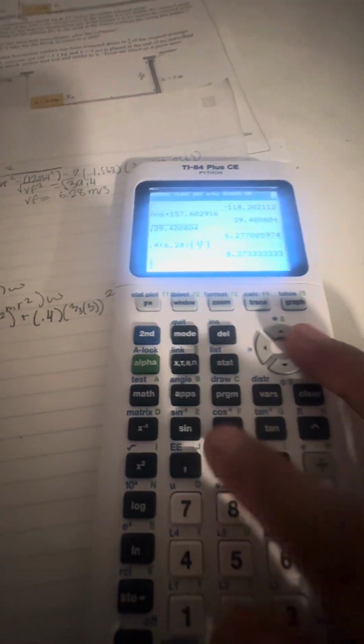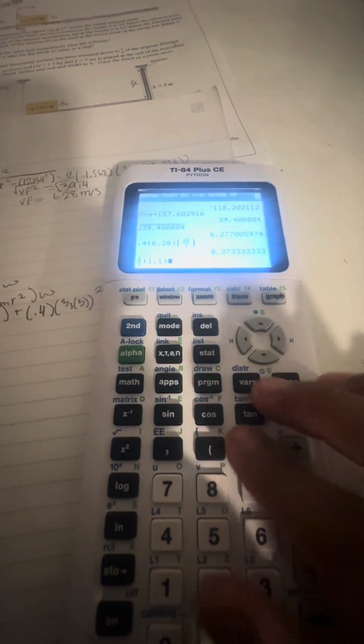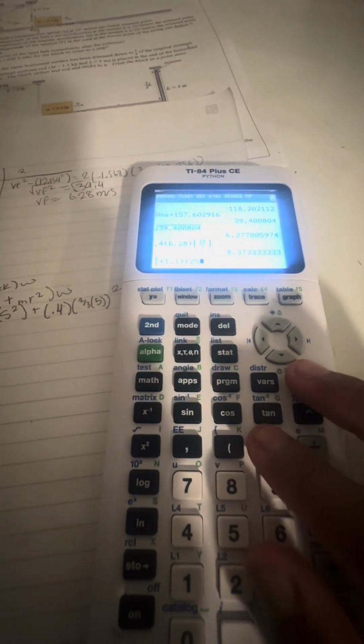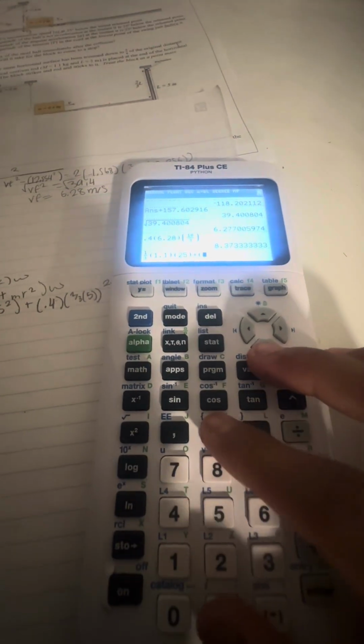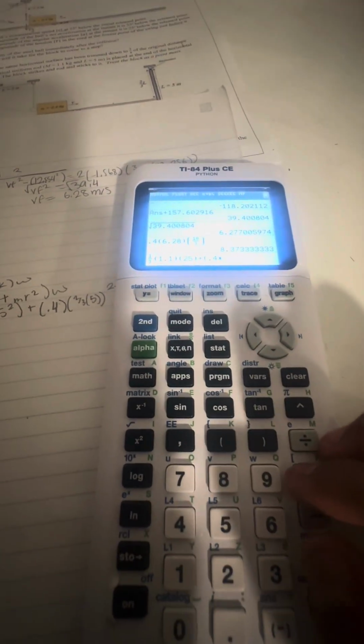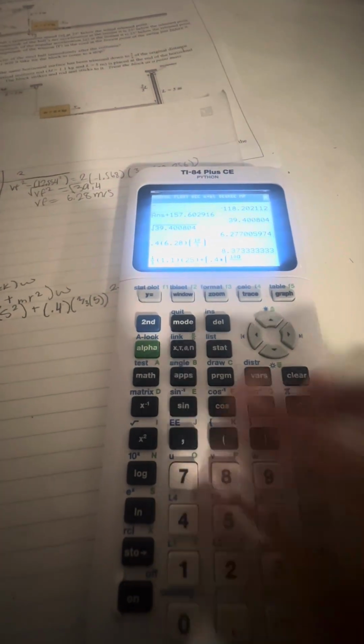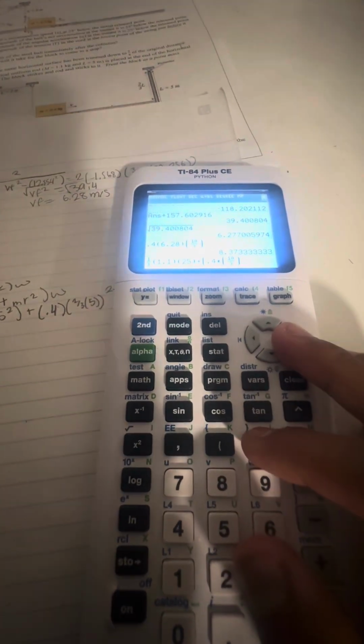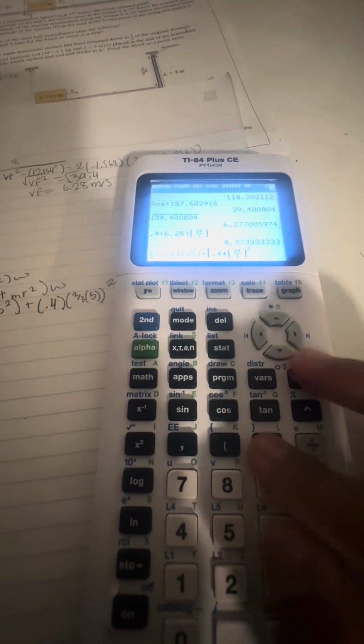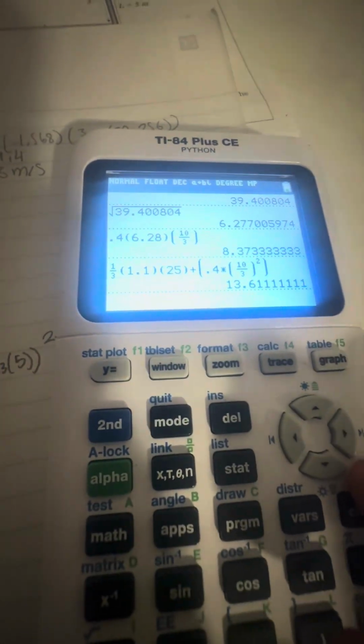So now we can simplify the parentheses. It's going to be 1/3 times 1.1 times 25 plus 0.4 times 10/3 squared, which gives us 13.611. So 8.37 equals 13.611 times omega.